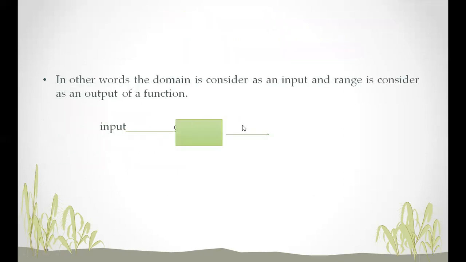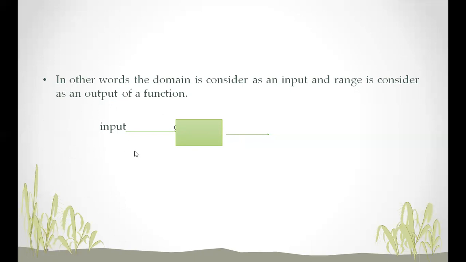We learn about domain and range from another point of view, and you can understand domain and range with the help of examples. It is like input and output. For example, you give some input to a computer, and after processing, the computer gives you some output.